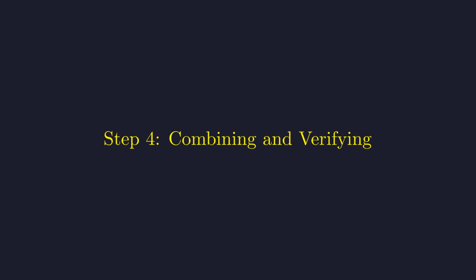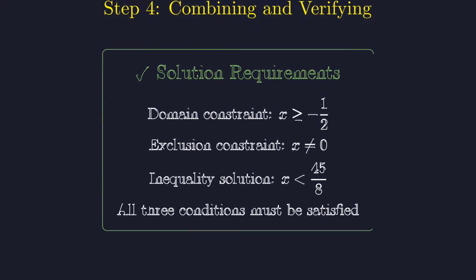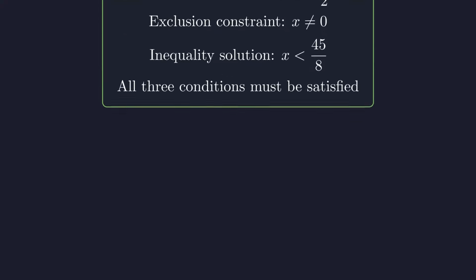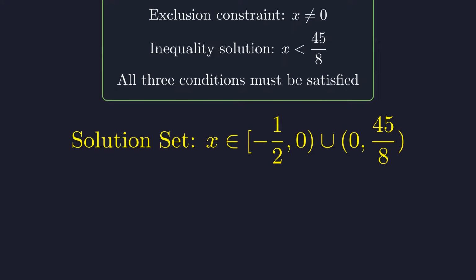Now, we combine this with our domain restrictions from earlier. We need x to satisfy all three conditions simultaneously. In interval notation, this becomes negative 1/2 to 0, not including 0, union with 0 to 45/8. Again, not including the endpoints. But we should double-check this by testing some boundary values.